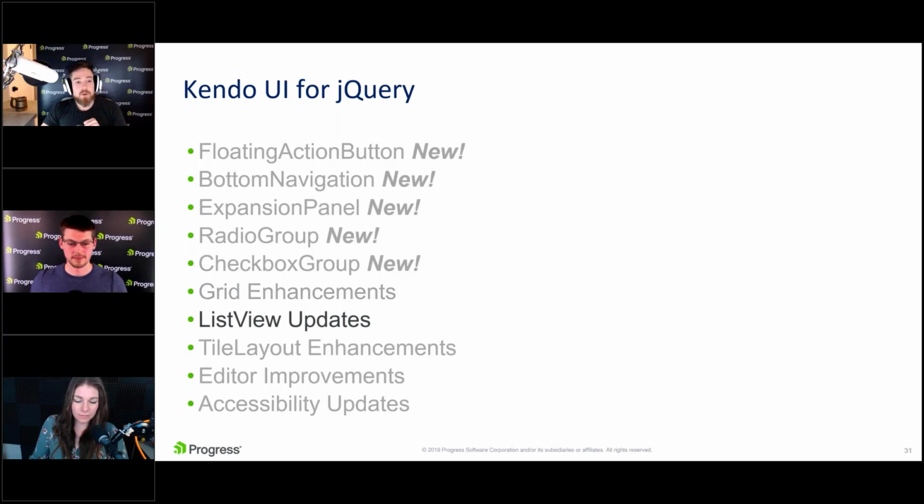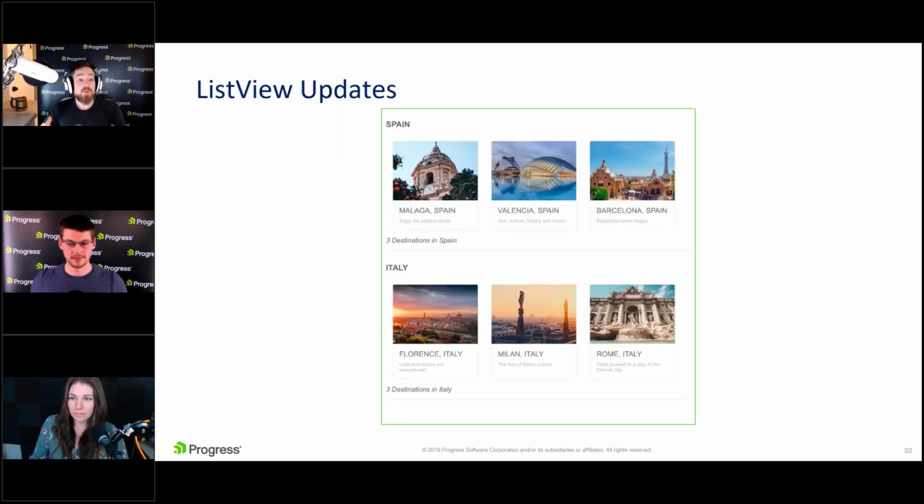Now the list view added the ability to do grouping. So we can see here that we have a list view that showcases different locations in different countries. And in this particular case, we've added grouping around the country. So Spain, we can see that we have the title for Spain. We have our cards that showcase the various different locations that we might want to visit in Spain once we can all travel again. And then we also have the ability to do something like, for example, 3 destinations in Spain. So we have that little informational snippet around something related to the group.